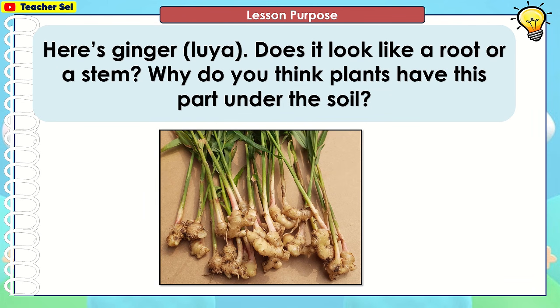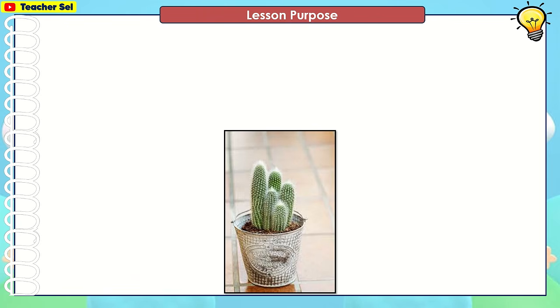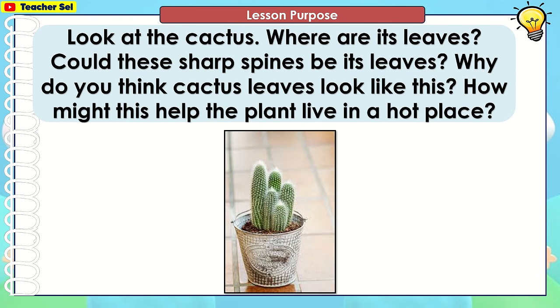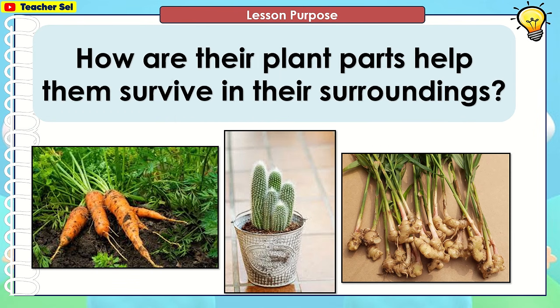Here's ginger or luya. Does it look like a root or a stem? Why do you think plants have this part under the soil? Look at the cactus. Where are its leaves? Could these sharp spines be its leaves? Why do you think cactus leaves look like this? How might this help the plant live in a hot place? How do their plant parts help them survive in their surroundings?